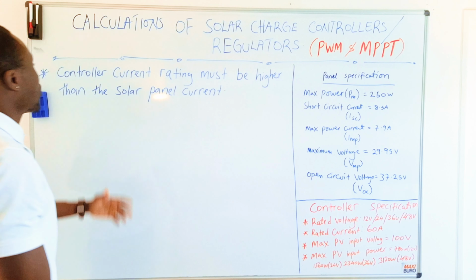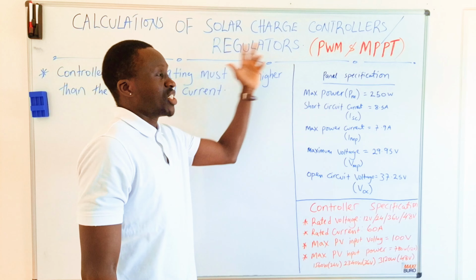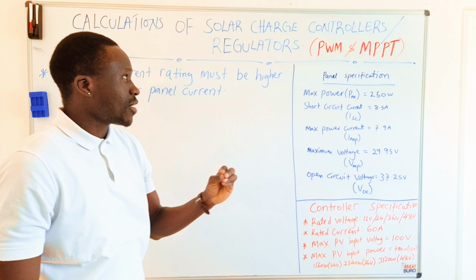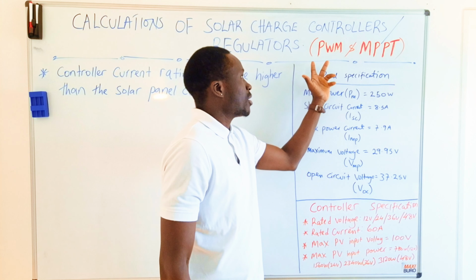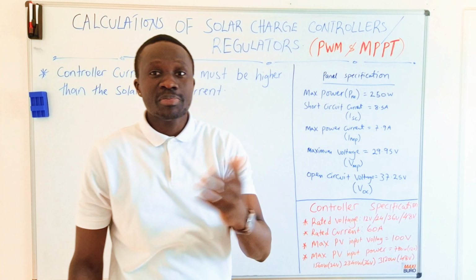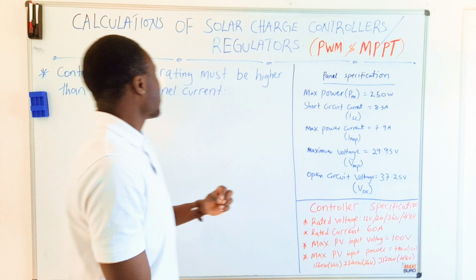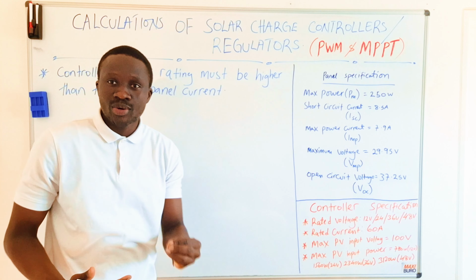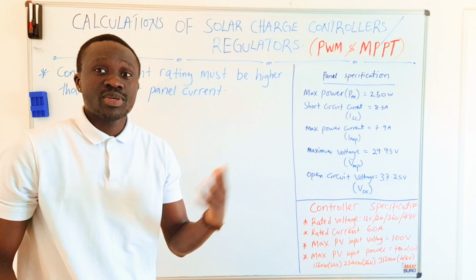Okay, today we are going to talk about the calculations of solar charge controllers or regulators. You remember we started the chapter of charge controllers. Now we talked about PWM and MPPT. Those are the two types of charge controllers. Now today we want to see how we calculate and how we know which regulator we shall need.